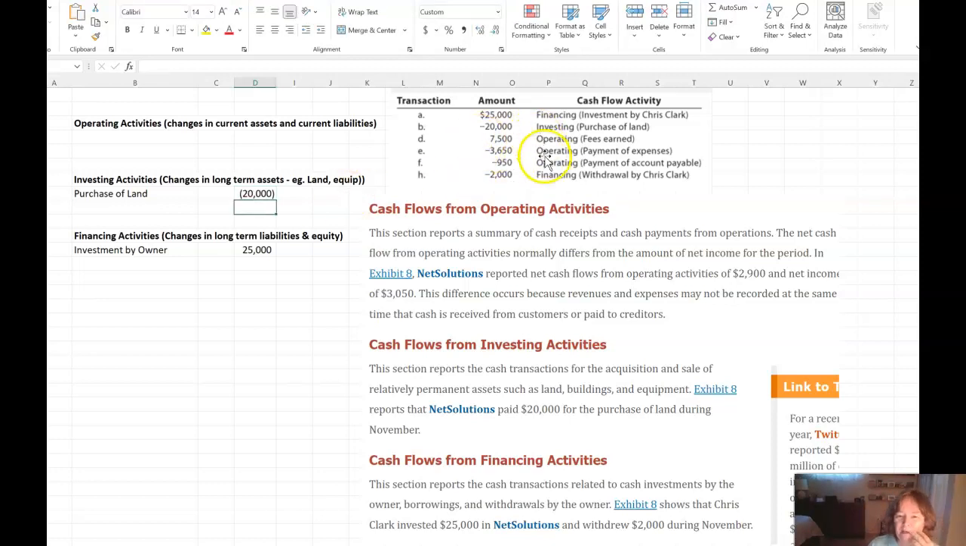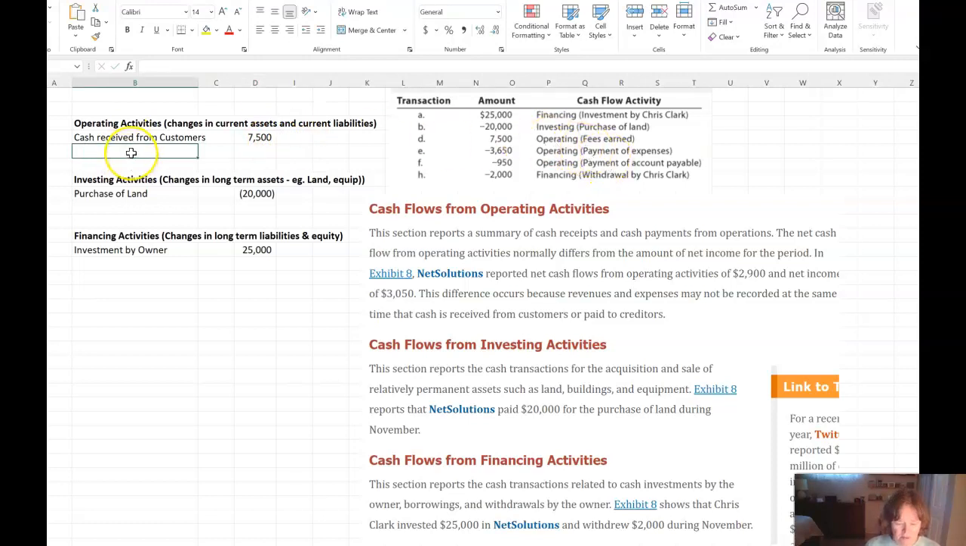Then we've got an operating activity here, which is fees earned. I think the way to look at this is cash received from customers, because sometimes you can earn revenue but not get paid, right? So we're going to say cash received from customers. They say in the heading here that this is cash flow activity. So we've got $7,500 in cash that came in from customers, and that would increase cash, so it would be a positive number.